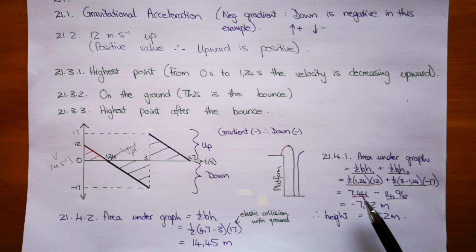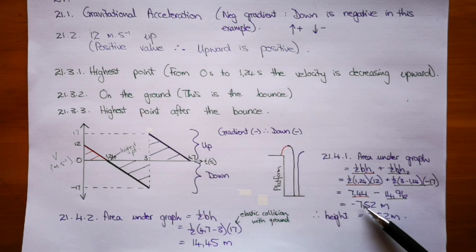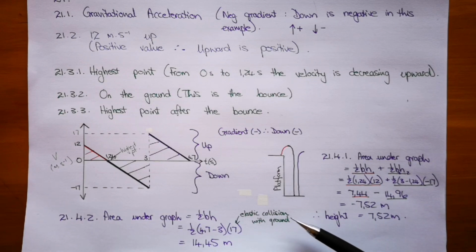Now remember these values. We're going to be using them for the position time graph. Remember, it goes up, the height of the platform is 7.52 meters. It comes down 14.96, and then the bounce up is 14.45 meters.